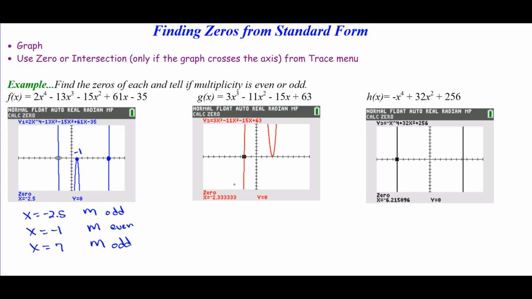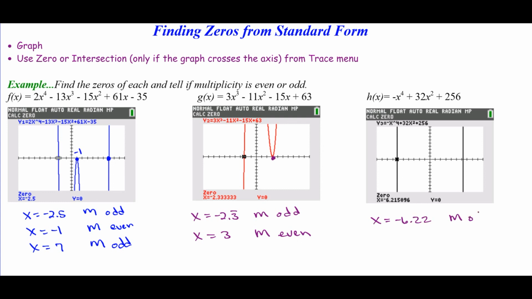On the second graph, we had a zero at x equals negative 2.3 repeating. I'm crossing through the axis there, so I know my multiplicity is odd. And then I have another zero over here at x equals 3, and I'm touching the axis there, so my multiplicity is even.